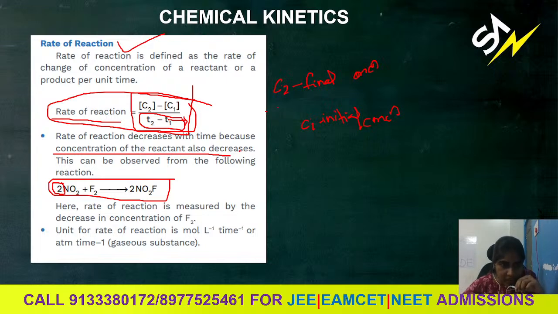Here the reactants are NO2 and F2. There are 2 moles of NO2 and 1 mole of F2. So which will be completed first? F2 will be completed first, as it is in less quantity. So the rate of reaction depends mainly on F2 here. The rate of reaction is measured by the decrease in the concentration of F2. Got it? Which is in less quantity. This justifies the rate of the reaction.